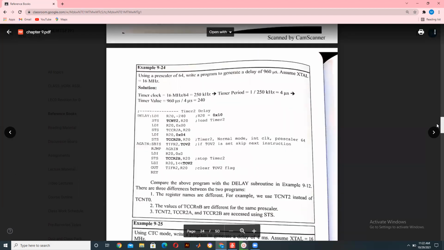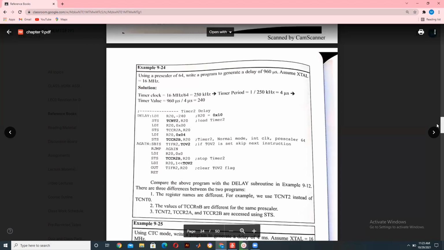Using a prescaler of 64, write a program to generate a delay of 960 microseconds, assuming the external crystal is 16 megahertz. We have done this example before as well. First we calculate the timer clock, which is 16 megahertz divided by 64, that is 250 kilohertz. Then the time period is 1 divided by 250 kilohertz, which is 4 microseconds. Then the timer value is 960 divided by 4 microseconds, which is 240.